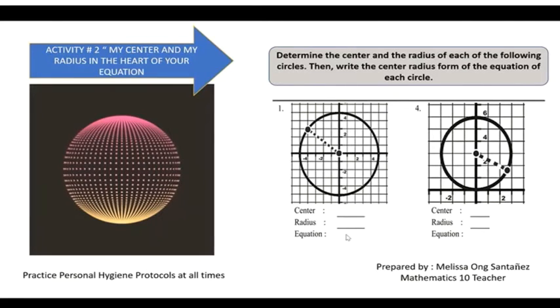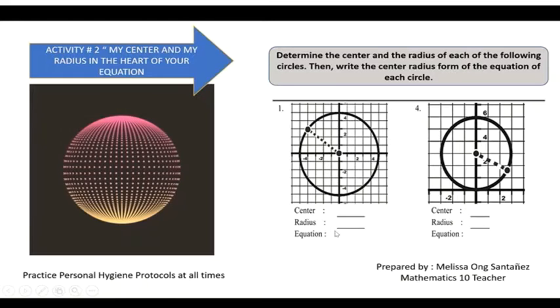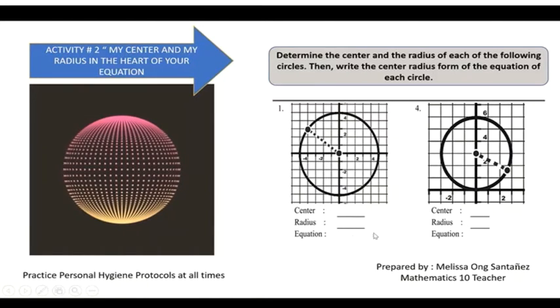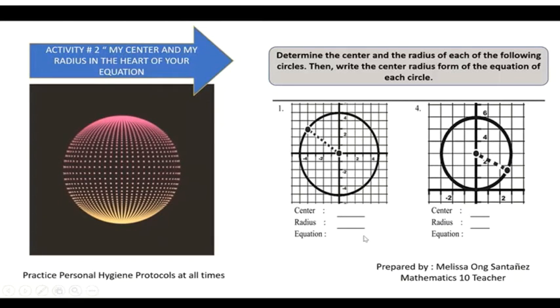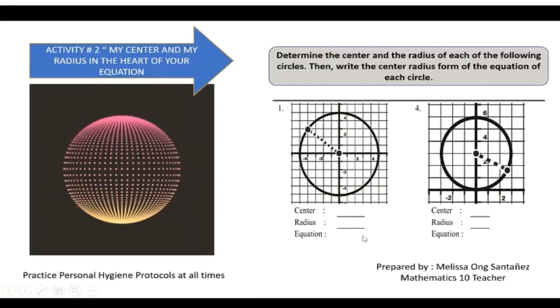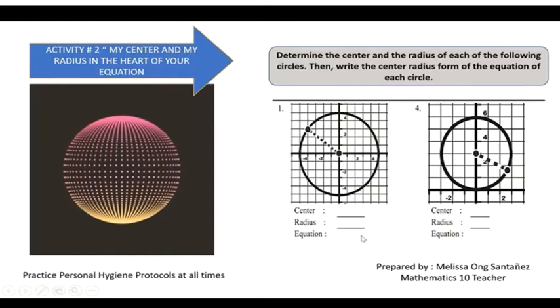So that will be the equation x squared plus y squared is equal to 5 squared, wherein 5 squared can still be simplified: 5 times 5 will give you 25. So your final equation is x squared plus y squared is equal to 25.